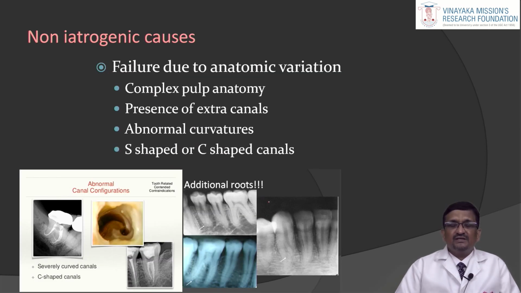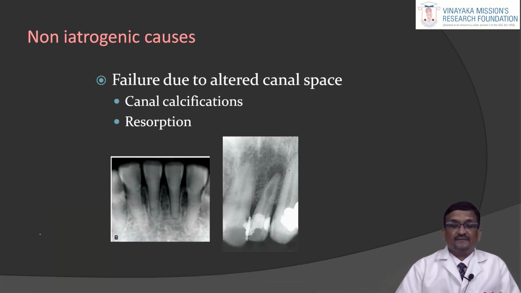Non-iatrogenic causes means which I cannot control or you cannot control. This is complex pulp anatomy, okay, presence of extra canal, S-shape or C-shape canal, abnormal curvatures. You can see the pictures. So we have additional roots here. We have extremely curved canals. So these you need extra care.